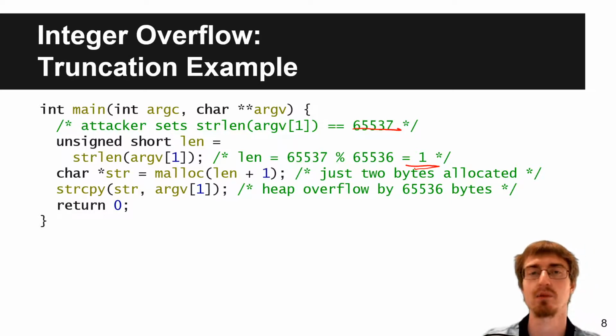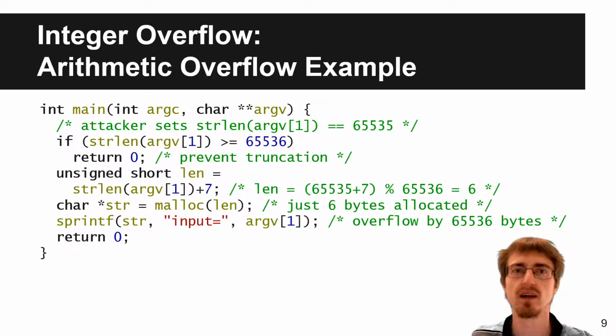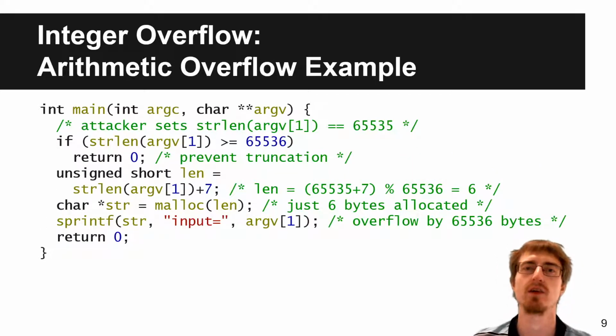Here we can see that the number was not picked as a coincidence, right? This is exactly 1 larger than the number of possible numbers in an unsigned short, which is 16 bits. So we see then on the next line that len is just 1. We add 1, so we're only allocating 2 bytes. And then we're sending the full string into this allocated buffer, which obviously causes a massive heap overflow that we could exploit. The next example is an arithmetic overflow example.